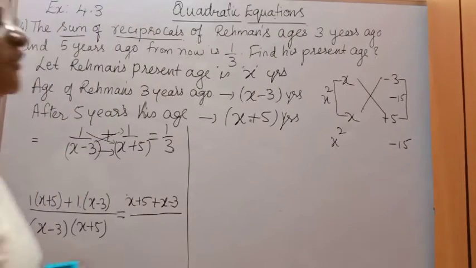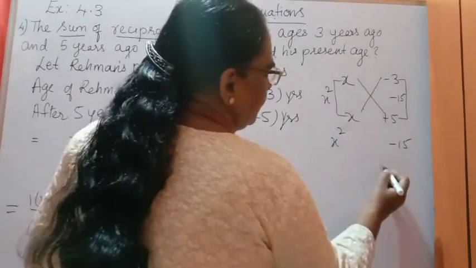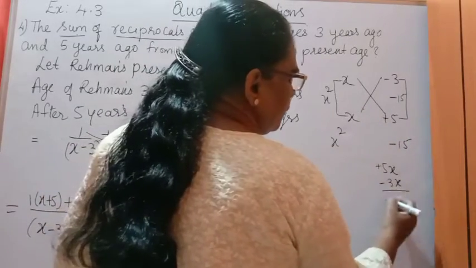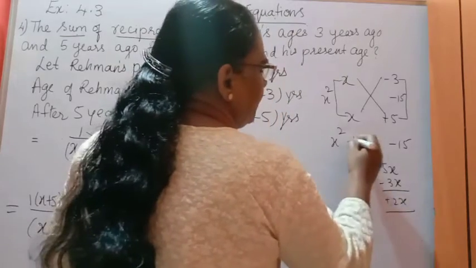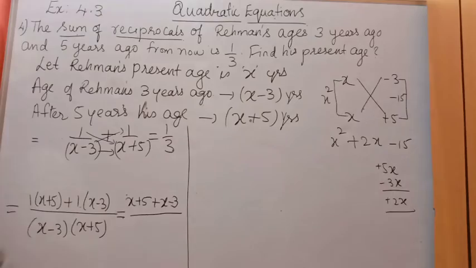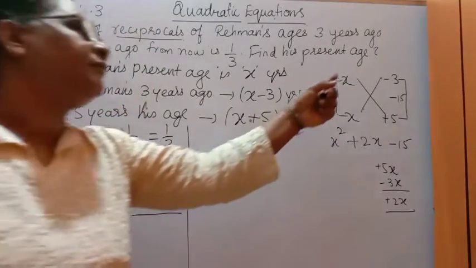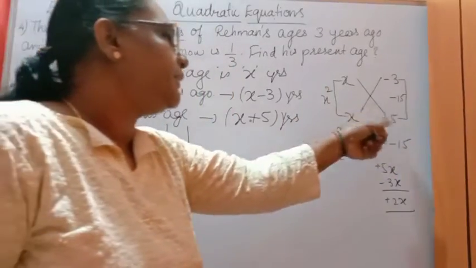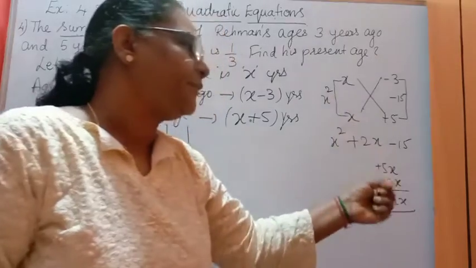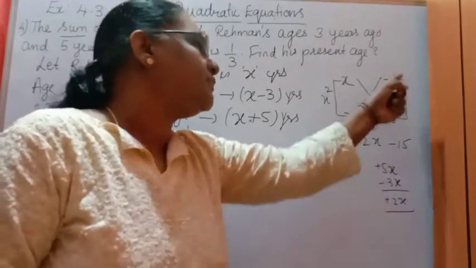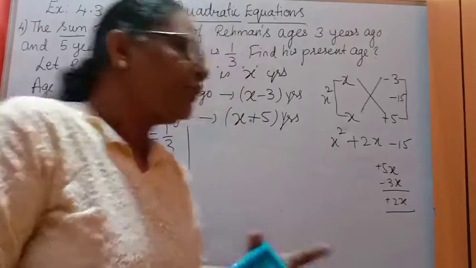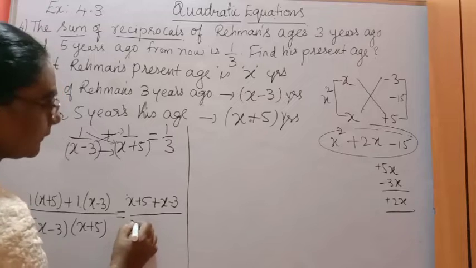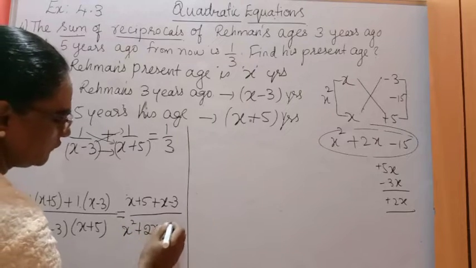How to get the middle term? Just cross multiply. 5 into x is 5x. Minus 3 into x is minus 3x. So you will get plus 2x. That will be your middle term. Whatever the factors are, put them. Multiply x and x, you will get the first term. Multiply these two numbers, you will get the last term. Cross multiply and add or subtract, whatever it is. 5 into x, 5x. Minus 3 into x is minus 3x. You will get 2x. So this is the required expression: x square plus 2x minus 15.